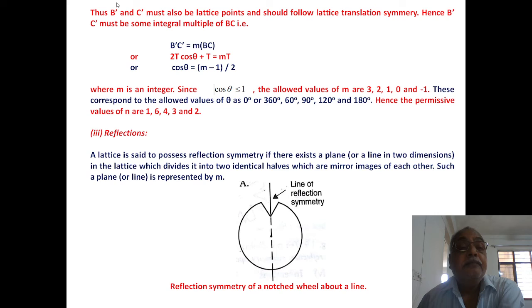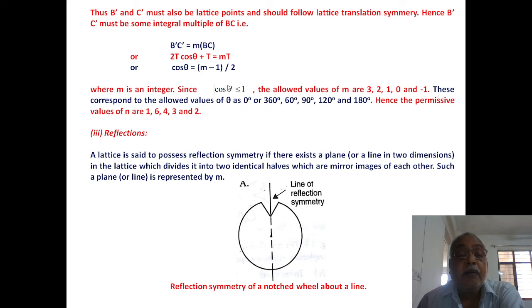Thus, B prime and C prime must also be lattice points and should follow the lattice translation symmetry. Hence, B prime C prime must be some integral multiple of BC. So, B prime C prime is equal to m into BC. और 2t cos theta is equal to t plus mt, जो कि रिड्यूस हो जाएगा cos theta equal to (m minus 1) by 2, where m is an integer.